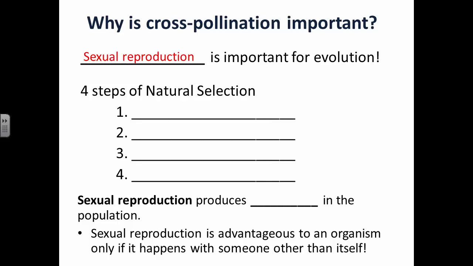If we review natural selection, we start with variation. There have to be differences. Then there's that struggle for survival. Some individuals, because of their variations, can survive better than others, and therefore they survive and can reproduce, passing on those traits to the next generation, leading to adaptations over time.